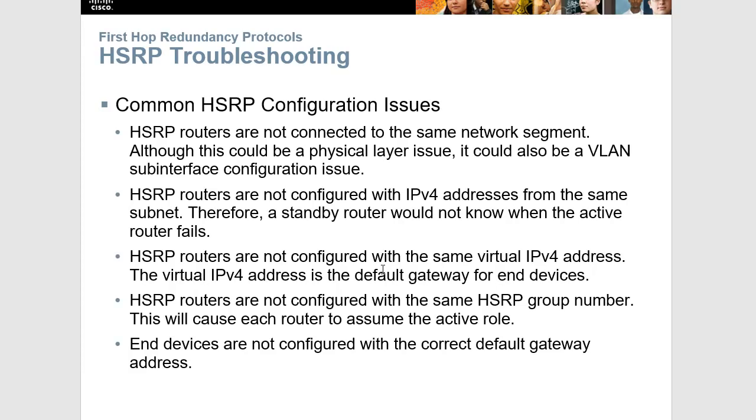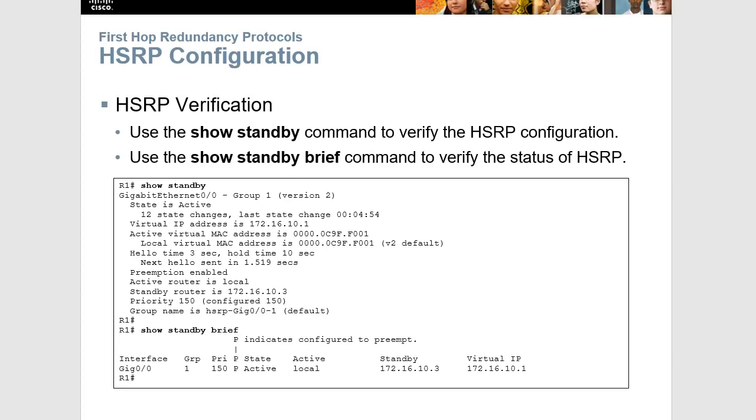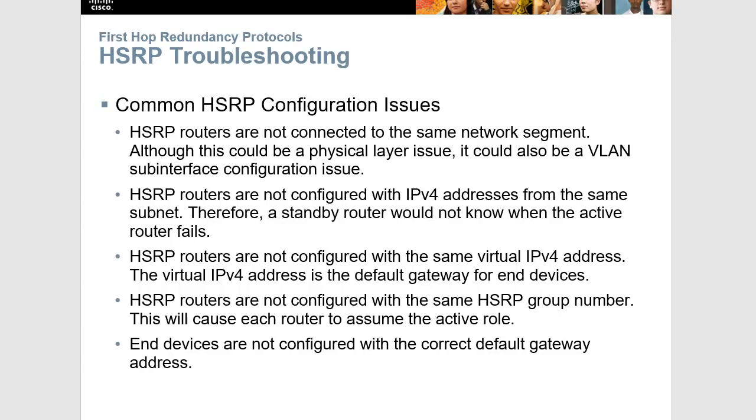And then finally we have some other issues. Could be VLAN issues. IPv4 addresses may not be in the same subnet. You may not have set up the same virtual IPv4 address for your HSRP. Your group number's off, that's going to cause issues. And if your end devices are not configured correctly, that's going to cause you issues as well. So if you've got all those problems, you'll be setting up HSRP in your labs in class, most likely. So you can use those show commands and debug commands that we took a look at to dissect those issues if they were to come up.